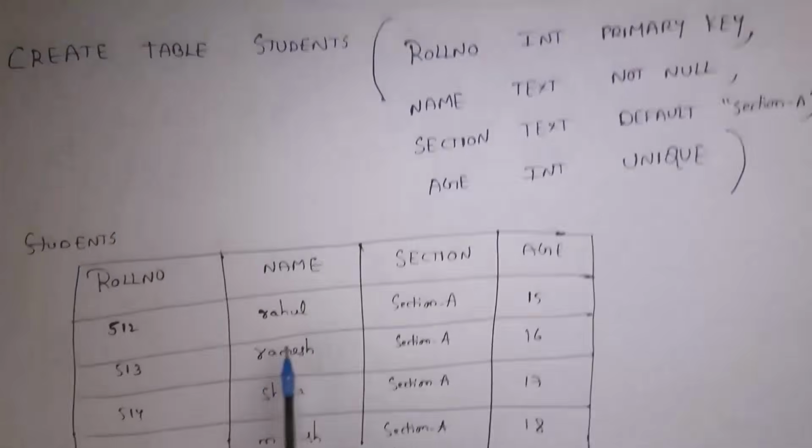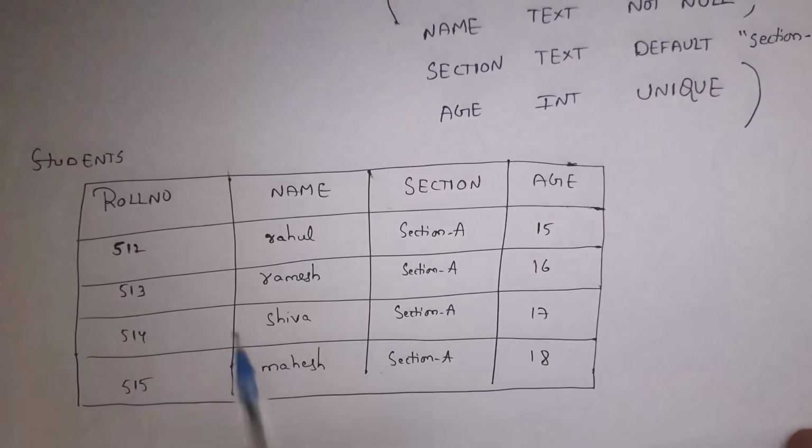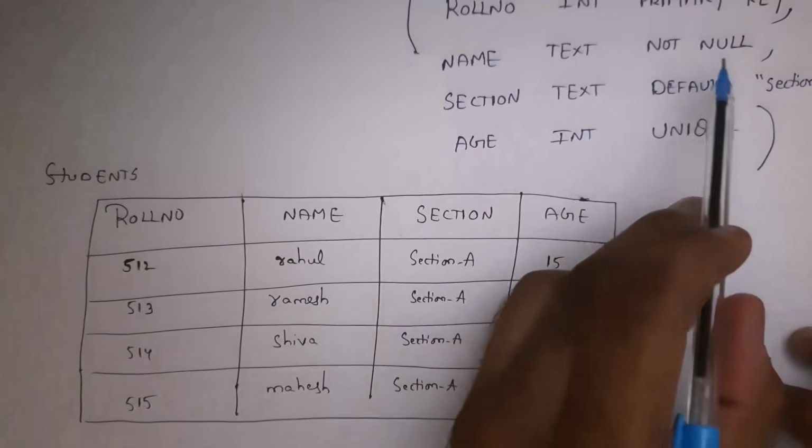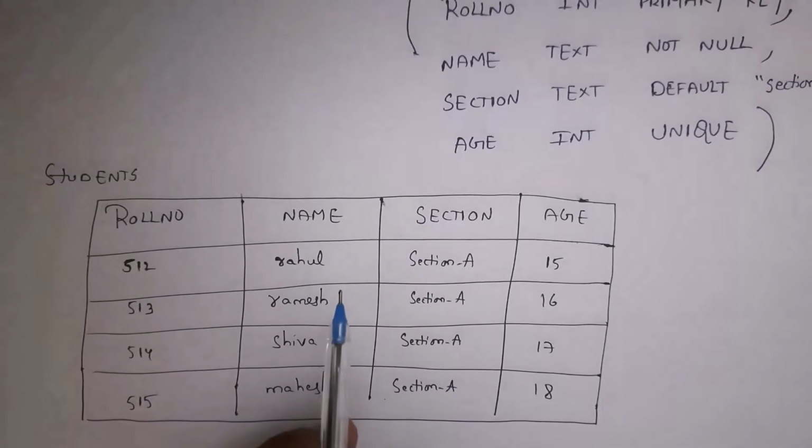For example, here in place of Rahul, I did not write anything. So if you don't write anything, it would take a null value. But whenever you write here not null, if you don't write anything here, it will not accept. Definitely you need to give your name.